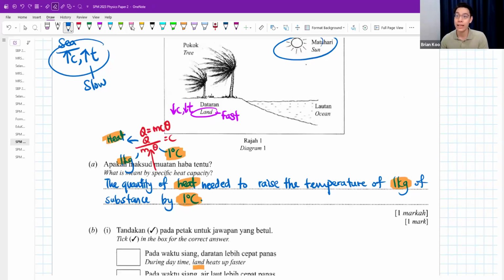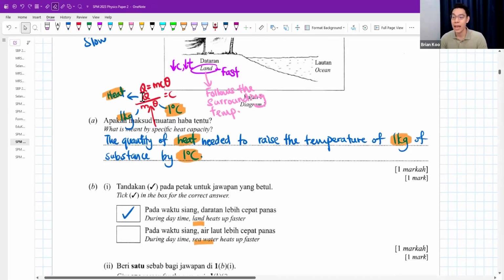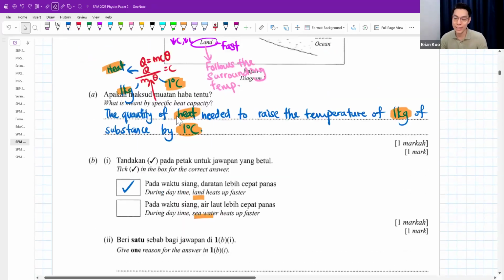I also like to say that the land always follows the surrounding temperature because it is very fast. So daytime, heat up very fast. Nighttime will be very cold. During daytime, land heats up faster. That's the answer. Okay. And then they ask, what is the reason?